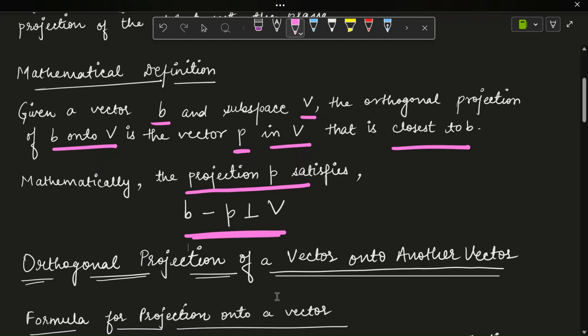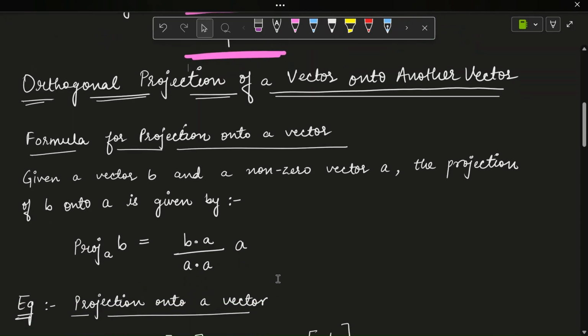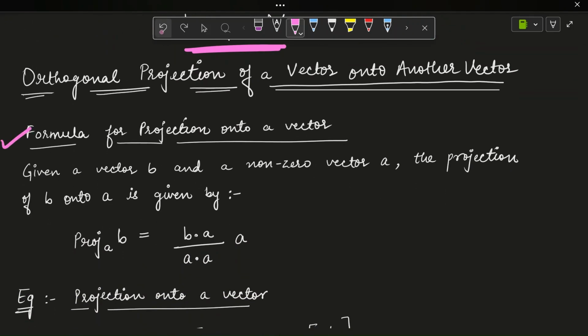Now, moving on to orthogonal projection of a vector onto another vector. Let's say we are given a vector B and a non-zero vector A. The projection of B onto A is given by (B dot A divided by A dot A) times A, where B dot A is the dot product of the vectors and A dot A is the magnitude squared of A.